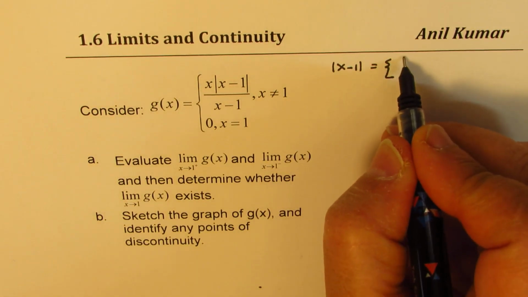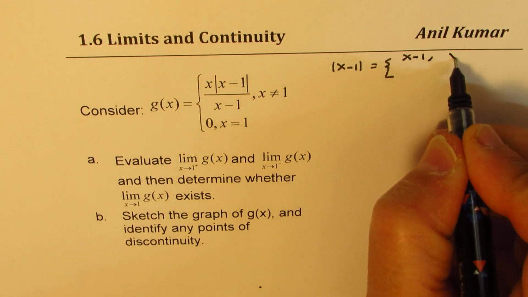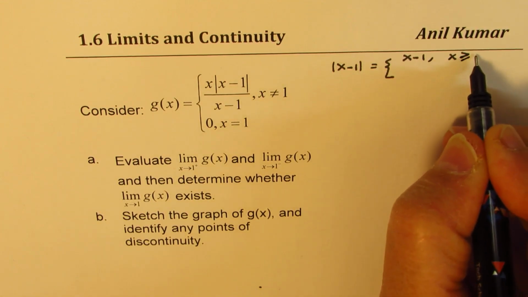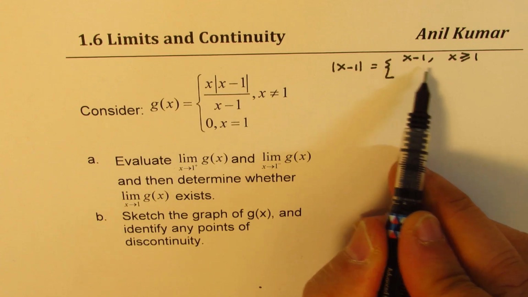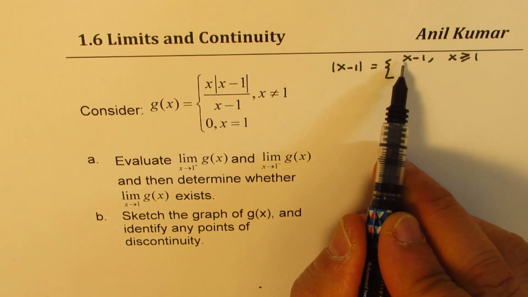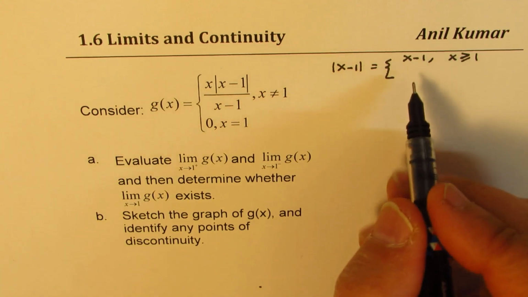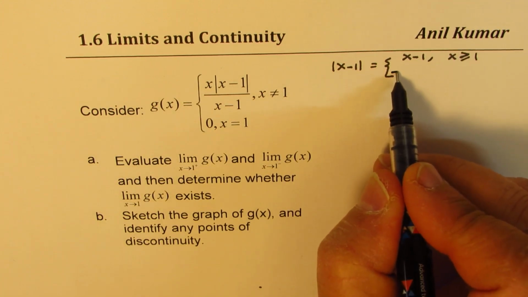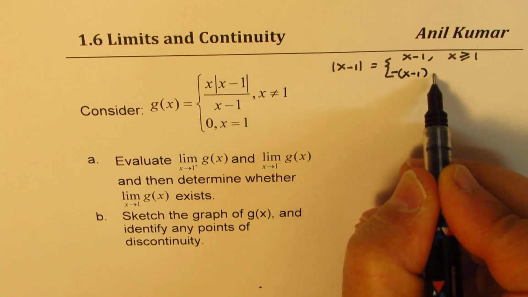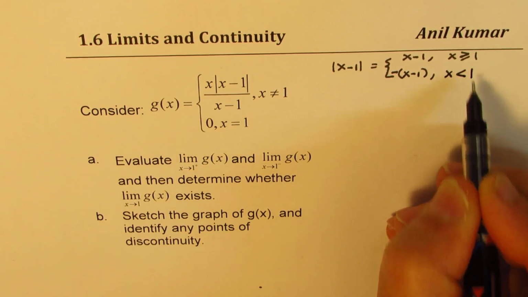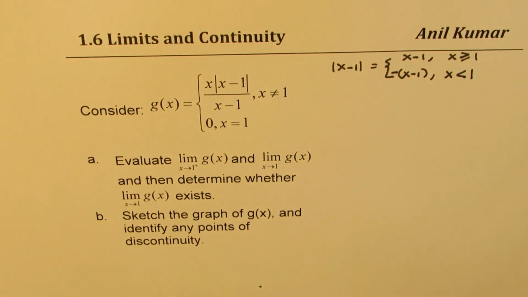Absolute value of x minus 1 is written as x minus 1 when x is greater than or equal to 1. In that case, this is positive. If x is less than 1, then x minus 1 will be negative. So we take the negative of that value. Then it becomes negative of x minus 1 when x is less than 1. That is what you learned in advanced functions.